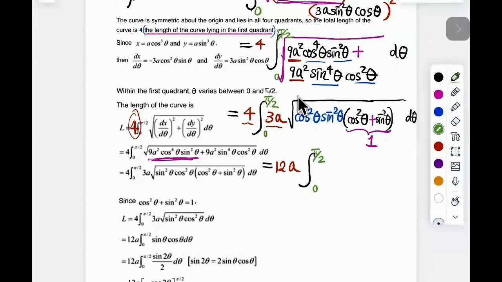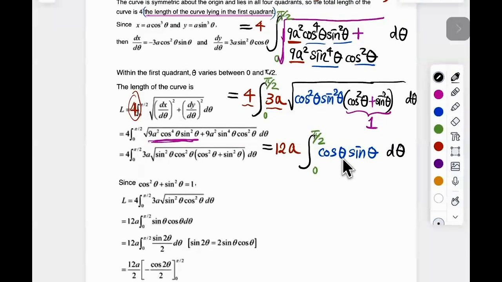What is the square root of cosine squared times sine squared? Yeah, cosine times sine, cosine theta times sine theta. Because theta here is in the first quadrant, both of them are positive, so you don't have to worry about putting the absolute value here, right? Okay, good. And then d theta. Now comes our trick. Please remember when you integrate this cosine times sine, what would you like to do?